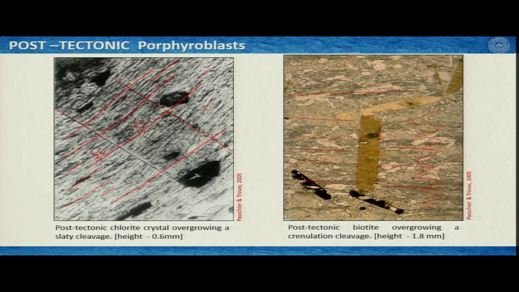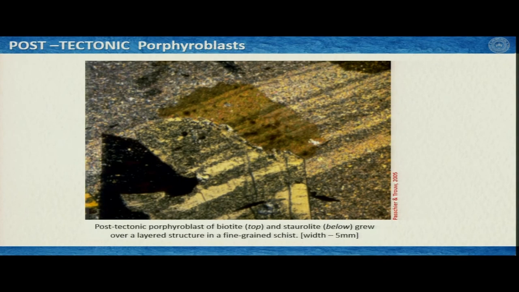This is another example. So this is a staurolite crystal at the bottom, and here you see this is a biotite crystal, and the foliation outside goes like this. And here you see that this foliation is being continued through the porphyroblasts without any deflection, without any change of orientation. So SI and SE, here as well, have virtually no difference, and therefore, this is again an example of post-tectonic porphyroblast.